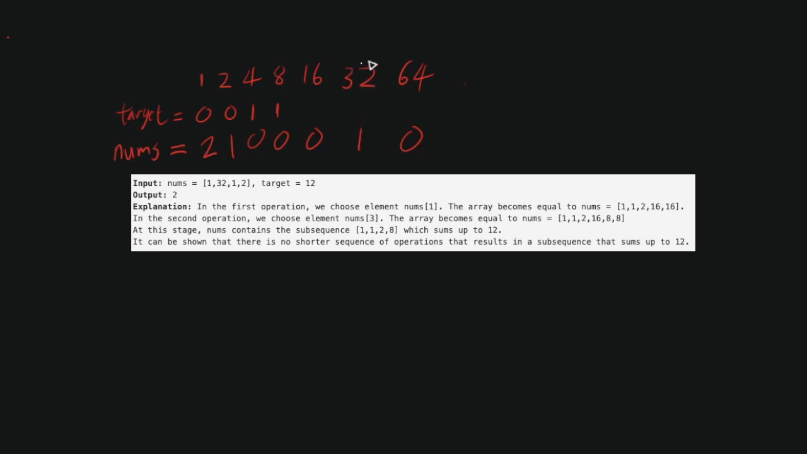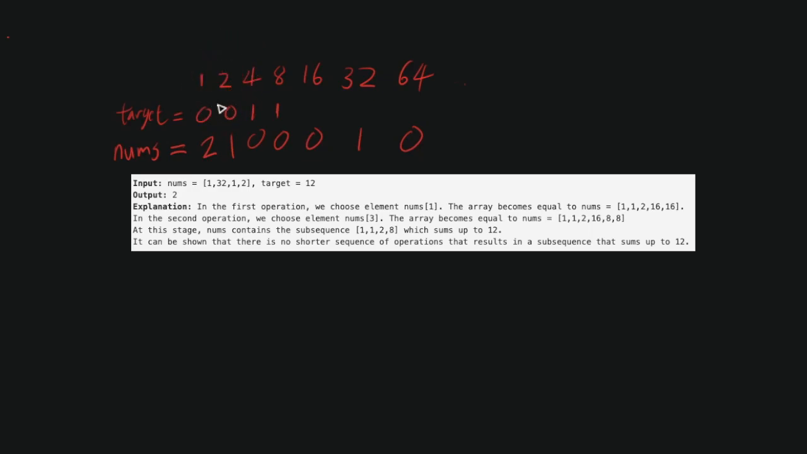One way is to use this 32 and make it 16 with 1 operation, and make it 8 with 2 operations, and make it all the way to 4, so as you can see, the number of operations is the distance between 4 and 32. That's one option. Another option is that if you notice, 2 plus 2 is equal to 4.